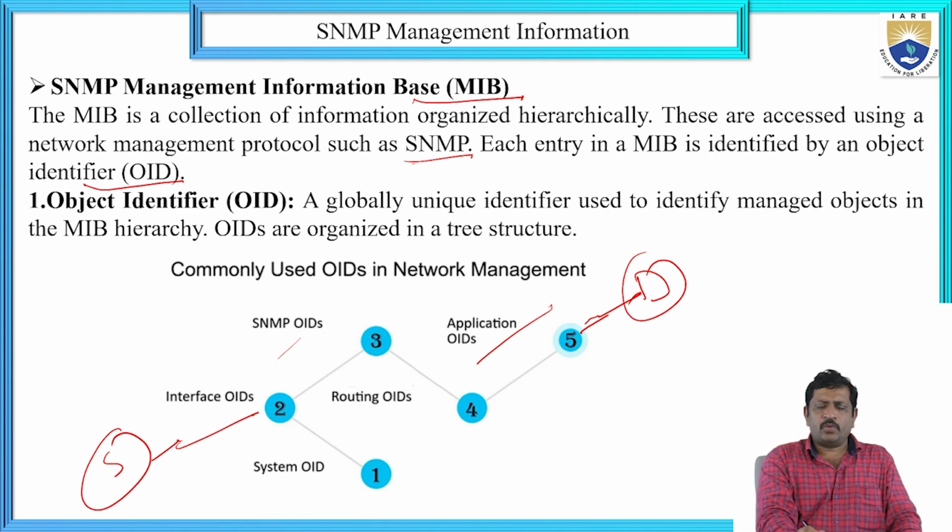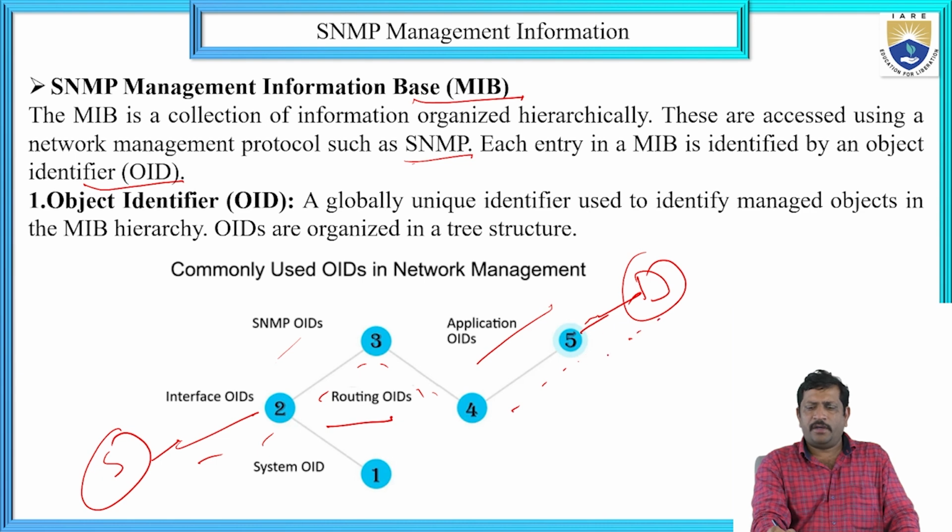And routing establishes the best and most effective route from source to destination. Whatever information or data we are transferring can be delivered through a number of ways or routes. But among the number of routes, we are finding the best path for reaching the destination. So this is the routing object identifier.